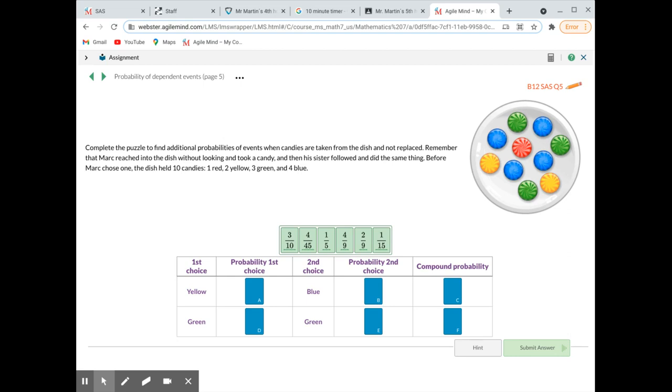All right, so looking at this, if he chooses this, what is the chance that he will get yellow, Akira? What is the chance that he will get a yellow candy when he draws out of the bucket?